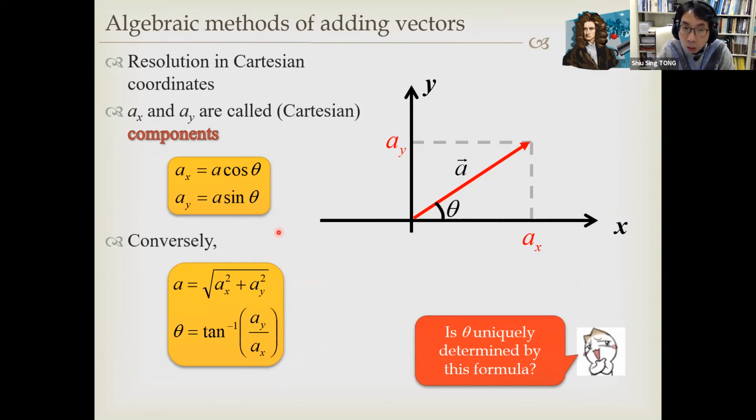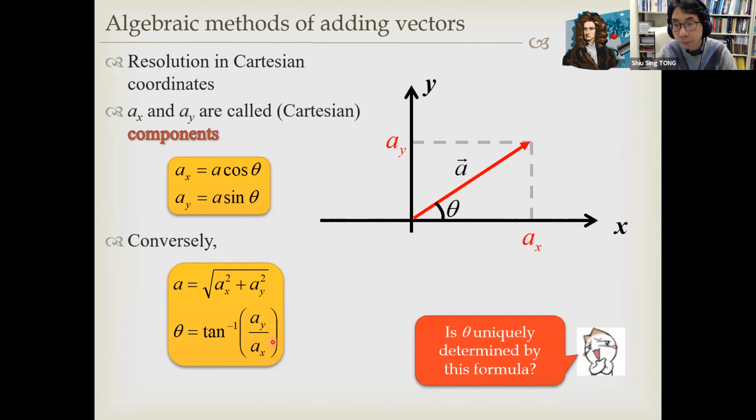Conversely, if you are given the components AX and AY, you can also find the magnitude and the angle. That is given by the Pythagoras theorem because this is a right-angle triangle. So A is equal to the square root of AX squared plus AY squared, and the angle theta is given by the arctangent of AY divided by AX.